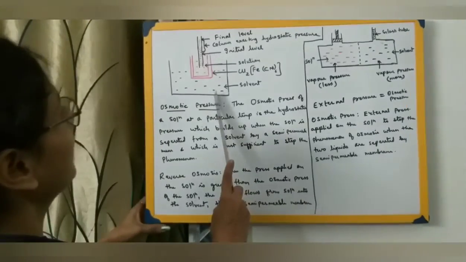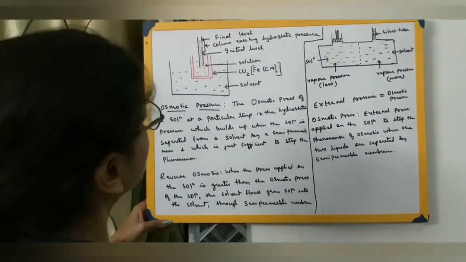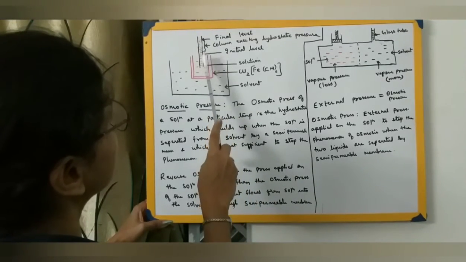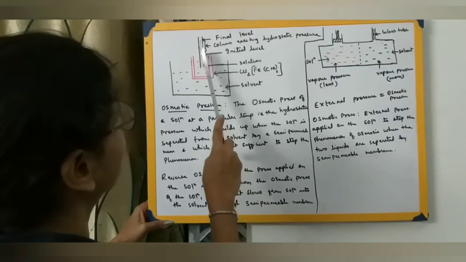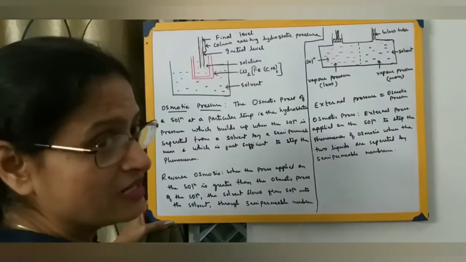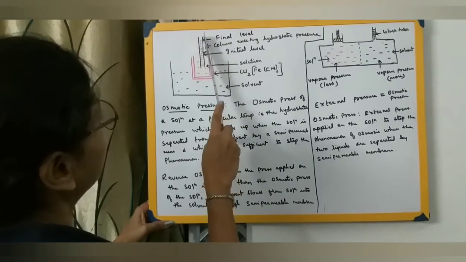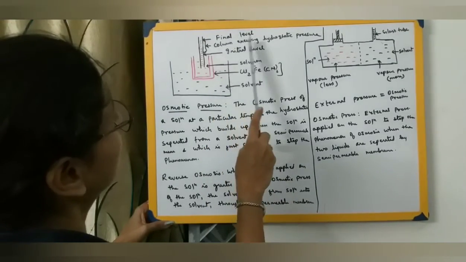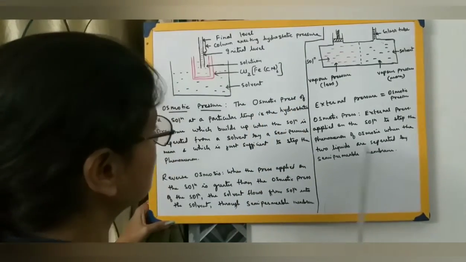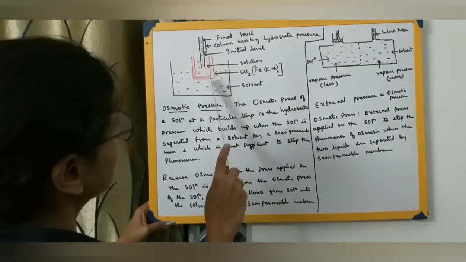Now look here, as these liquids come in contact with each other, we'll find that the initial level of the liquid in this glass tube was at this particular place. And after some time the level of the liquid in this glass tube rises. This is the final level. And the gap between the initial level and the final level is called the column, which is exerting the hydrostatic pressure.